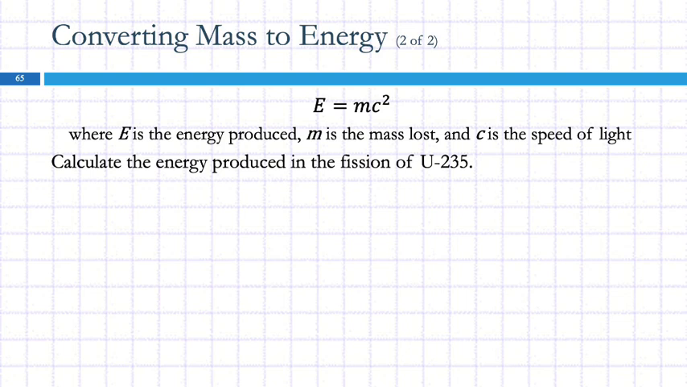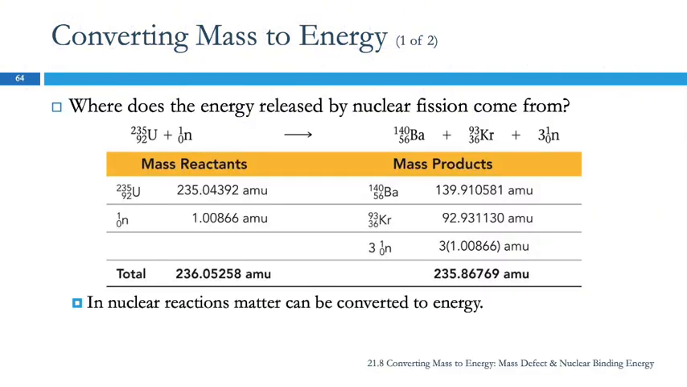So you've probably seen this equation before, E equals mc squared. This is Einstein's famous equation. The energy produced in this process is equal to the mass that's lost times the speed of light squared. So we can calculate the energy produced in the fission of uranium-235. So how do we do that? Well, we need to find the mass that has been lost. So we're going to go back to this slide.